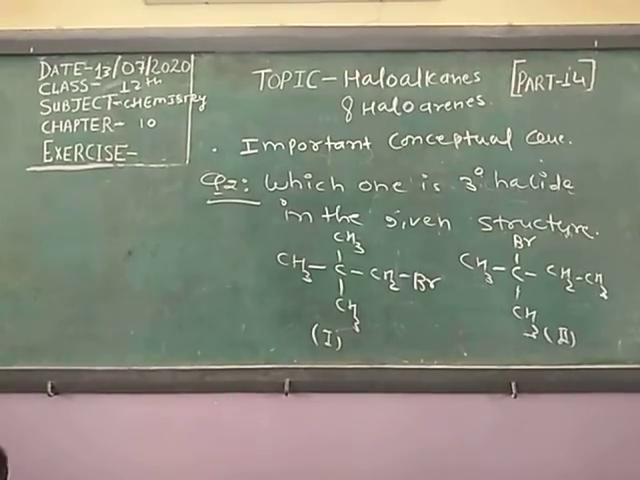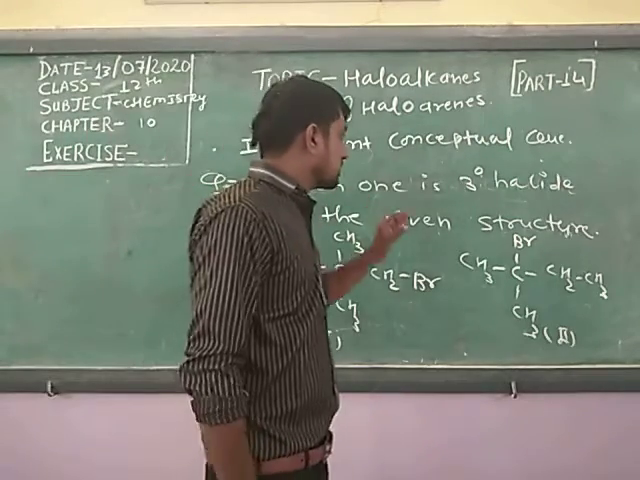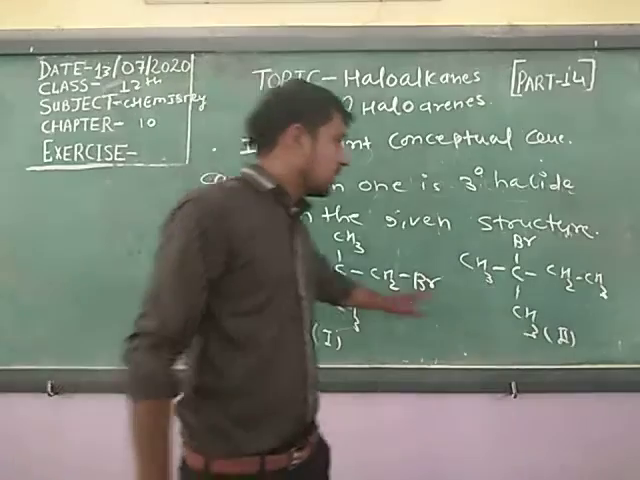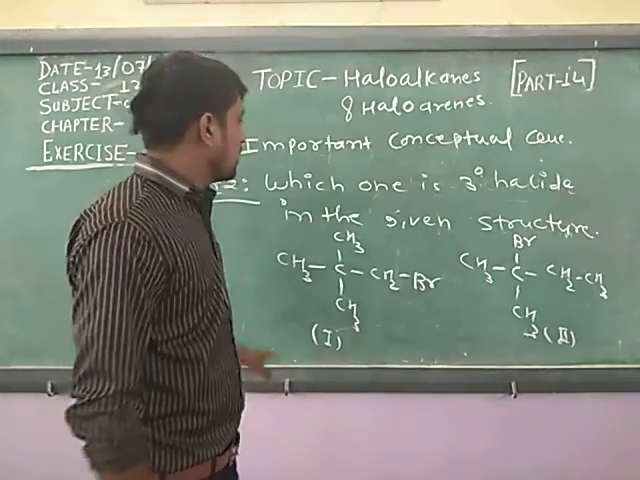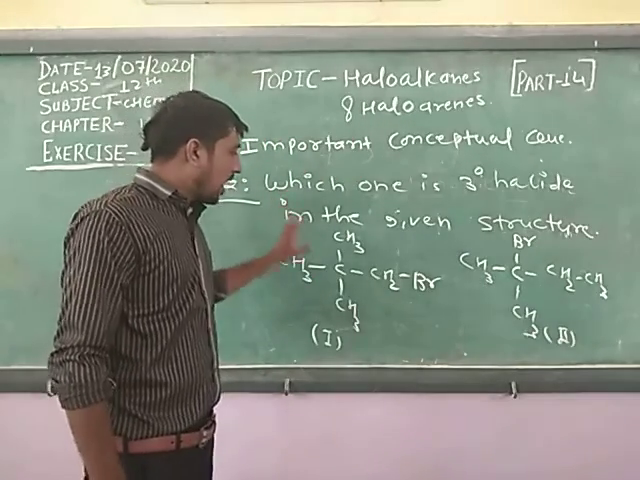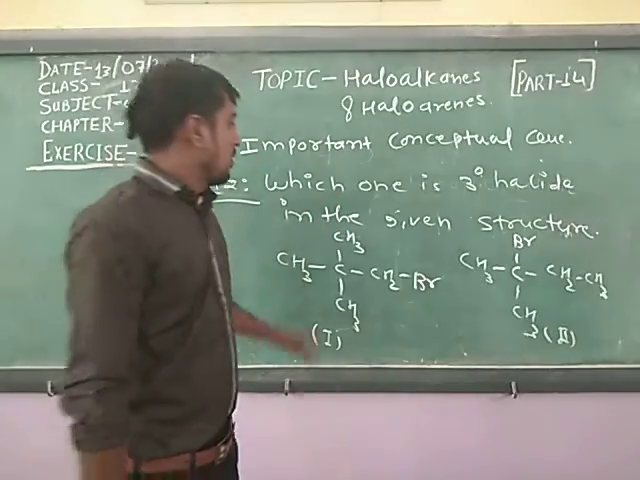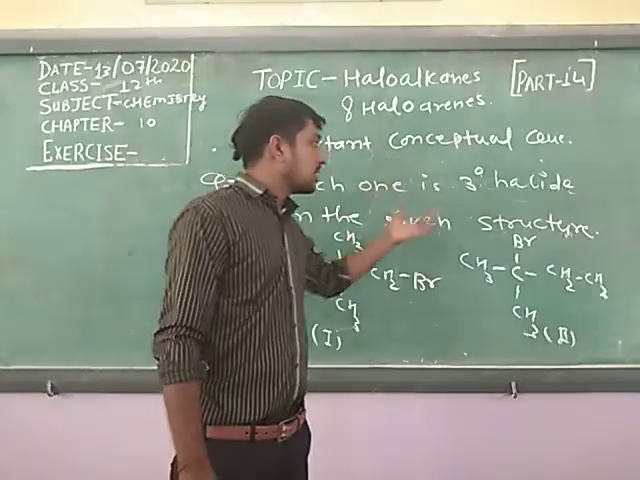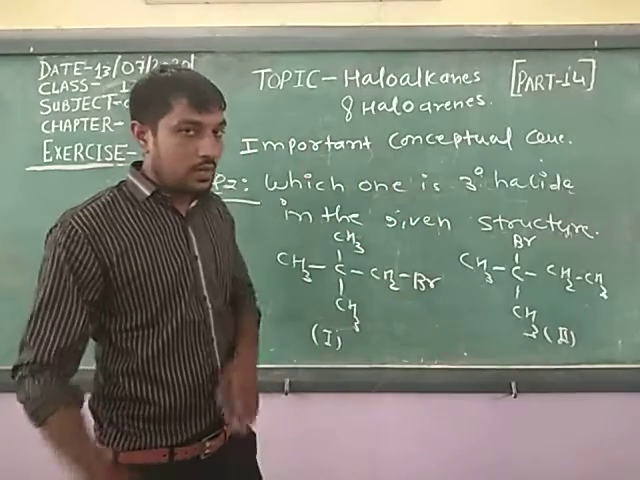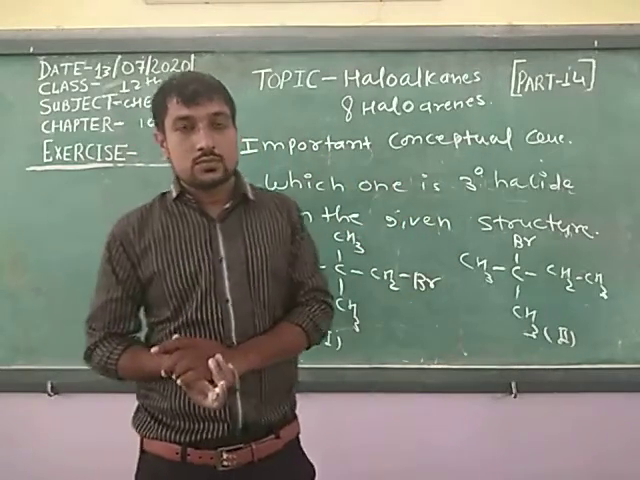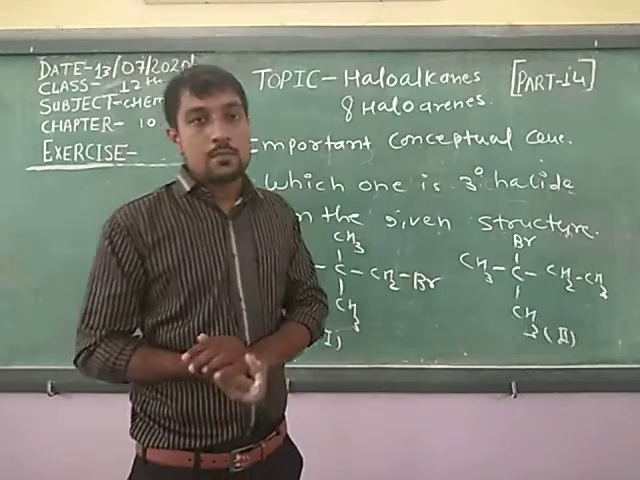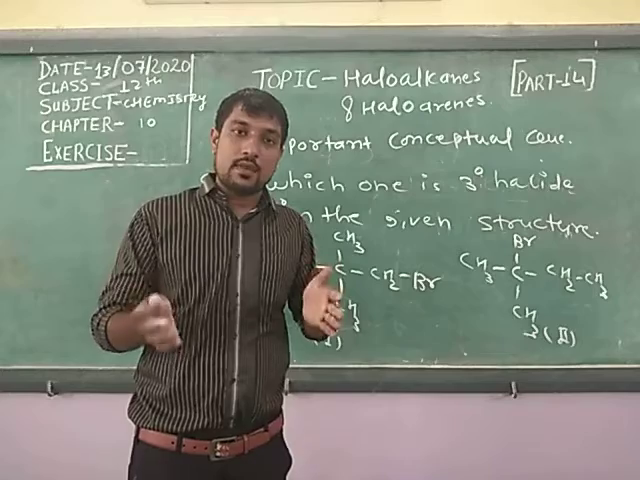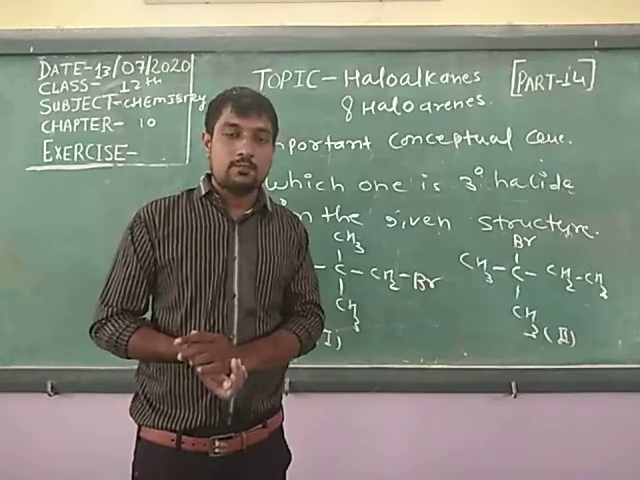Then the second question is: which one is the tertiary halide? Two structures are there, the first one and the second one. Can you identify which structure shows the tertiary halide group? First, you should know the concept of primary, secondary and tertiary halide. Which one is the primary, which one is the secondary and which one is the tertiary.